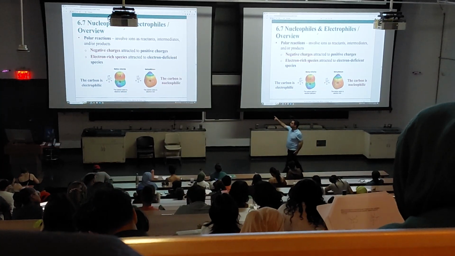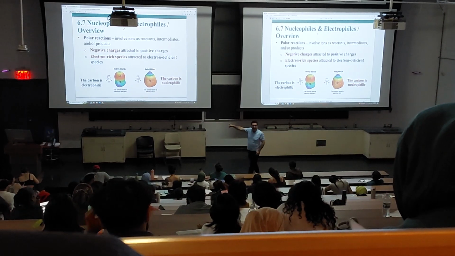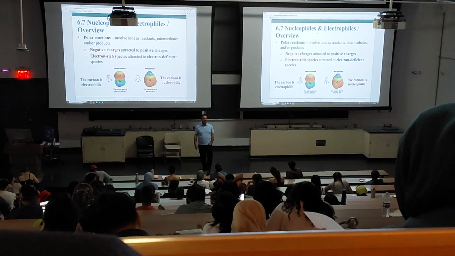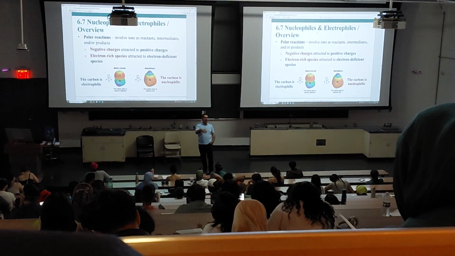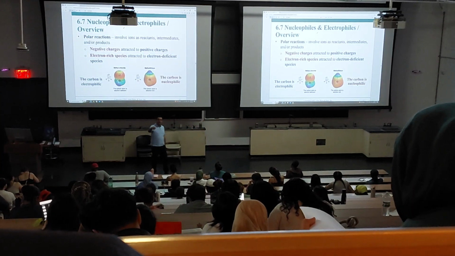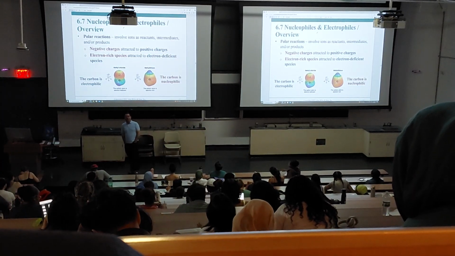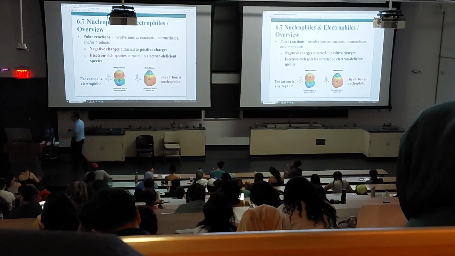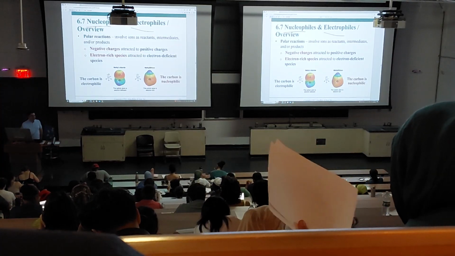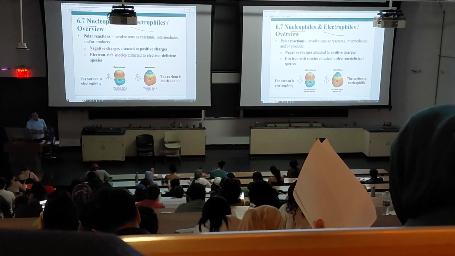And guess what? Electrophiles are the opposite. So electrophiles are the ones that are more acidic or more positive. If we have neutral versus positive, positive is more acidic. So the idea that we spend time on about acids and bases is related to nucleophiles and electrophiles.